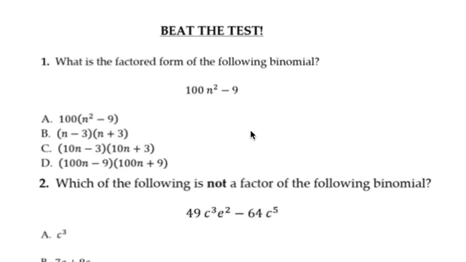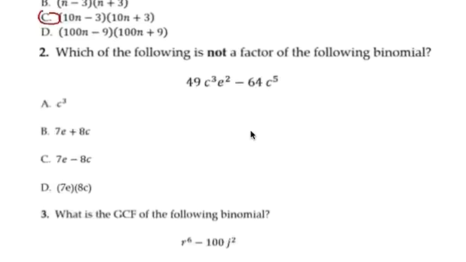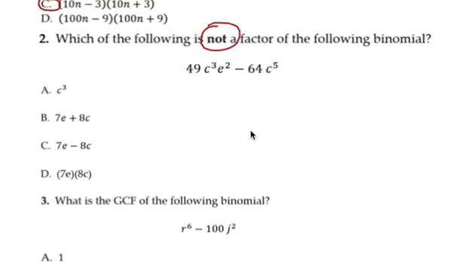Okay, so actually no, I have a class in here, by the way, so y'all can now participate. All right, so on number 1, who can tell me which one of these is the factored form of the binomial that you have listed there? Yes, all the way in the back. C. C would be correct. Yes, 10n minus 3 times 10n plus 3. Good. Okay, number 2. This one was kind of tricky because you have to pay attention to the word not. Which of them is not a factor?